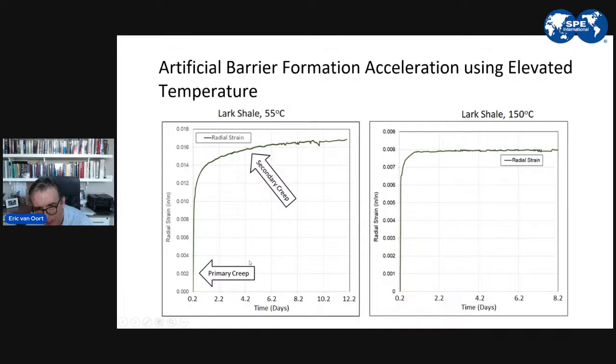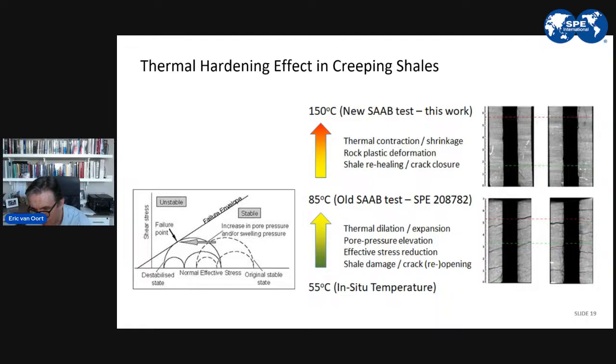At 55 degrees centigrade, as I said, we saw closure of the annulus in 18 days. At 150 degrees centigrade, we see it in less than a day. So at that point, we see this full annular closure, full annular barrier formed within less than a day. We've studied this phenomenon quite in depth. We saw some strange things at intermediate temperatures.